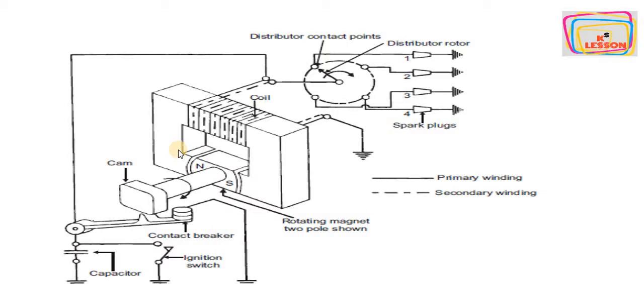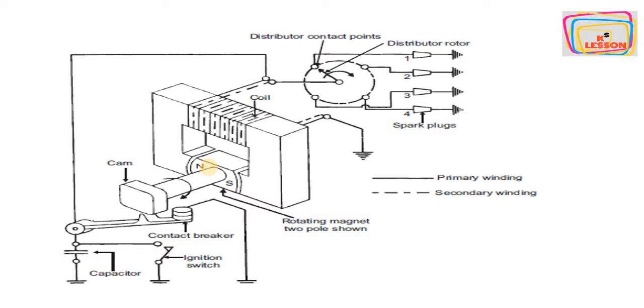Before discussing each and every component, let's discuss the working of the magneto ignition system briefly in the picture here. In this magneto ignition system, there is a transformer coil for the ignition system. It also replaces the ignition coil, the transformer coil, and in this coil the magnet is made to rotate.